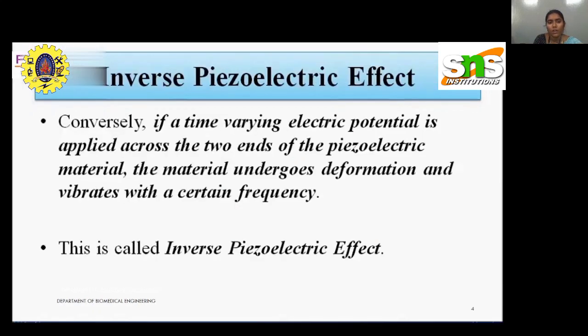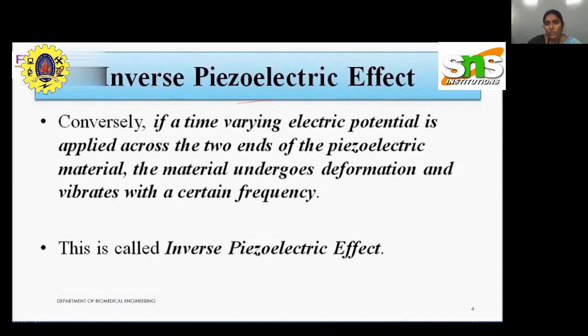Next is the inverse piezoelectric effect. The piezoelectric transducer has a unique characteristic that it has the piezoelectric effect as well as the inverse piezoelectric effect. Do you know what is meant by inverse piezoelectric effect? In the piezoelectric effect you convert mechanical energy into electrical energy, and the reverse of that is the inverse piezoelectric effect. This is one of the unique characteristics of the piezoelectric transducer. The piezoelectric crystal has unique properties; it can work in two ways.